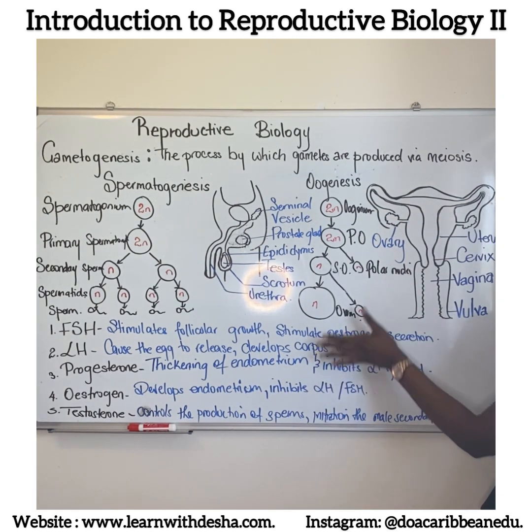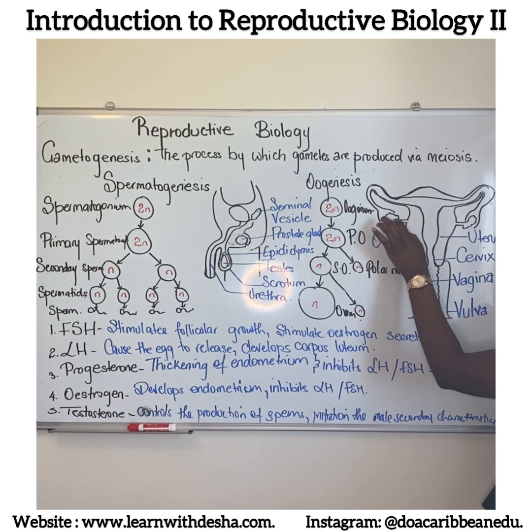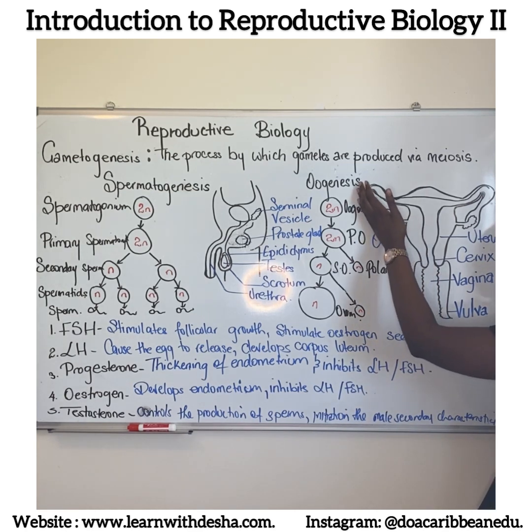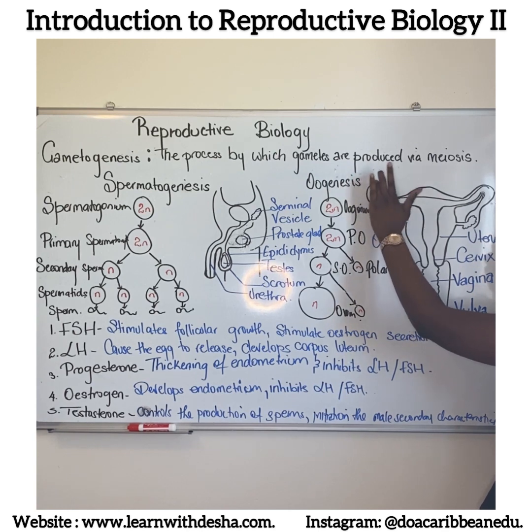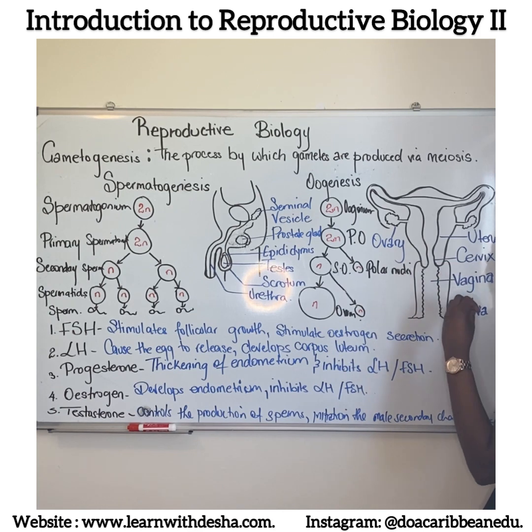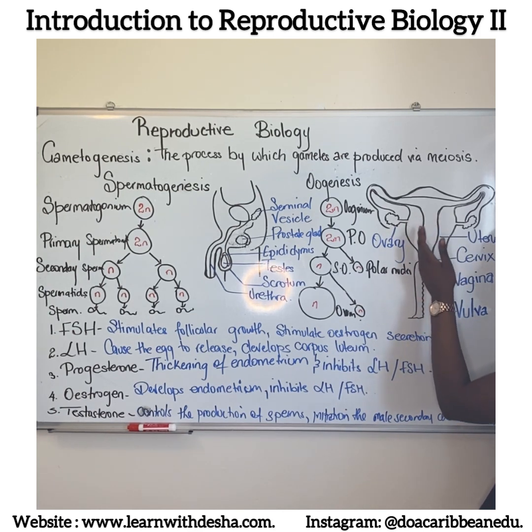Now, onto the female, the ovary is the site of the secondary oocyte production. And when ovulation occurs, a mature ovum will be released, travel through the oviduct or the fallopian tubes down to the uterus. Now, if fertilization takes place, the zygote will be implanted into the uterus.